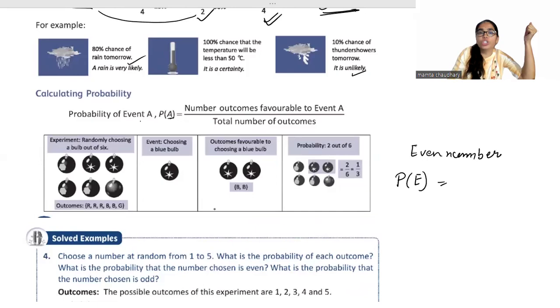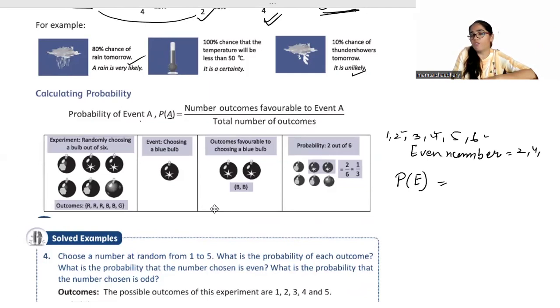How will we write it? Total outcomes favorable to event A, it means total favorable outcomes. If we see the total outcomes, how many are favorable to this? When we are throwing a dice, the total outcomes are 1, 2, 3, 4, 5, 6. There are a total of 6 outcomes. Now how many numbers are even? 2, 4, and 6. So there are 3 numbers which are even. So total favorable outcomes upon total number of outcomes. How many are total? Total 6.